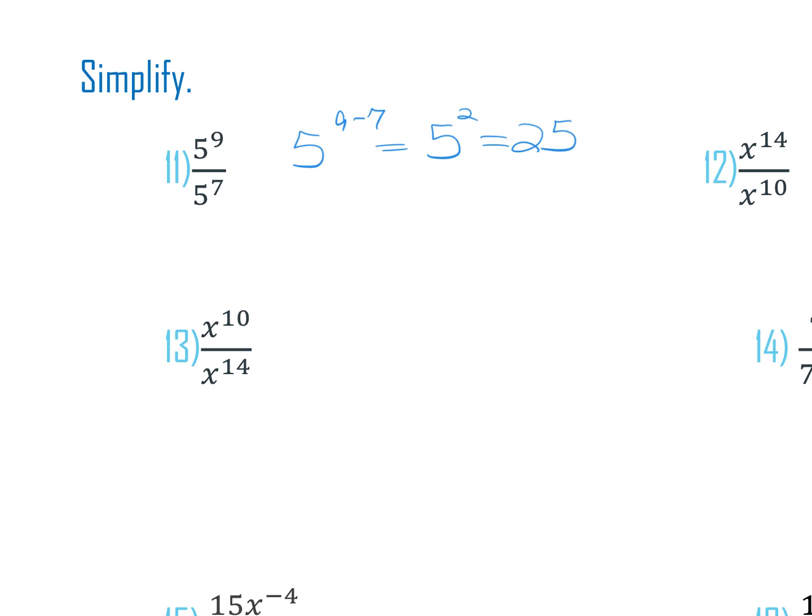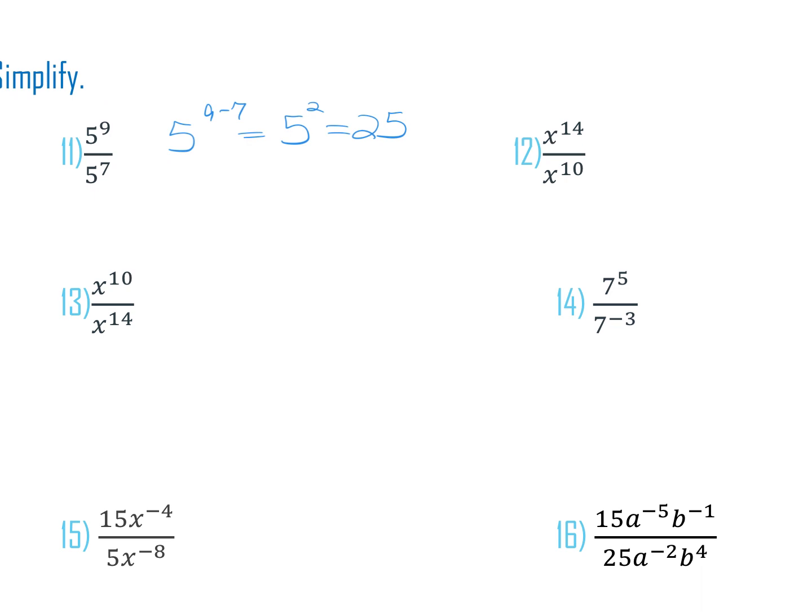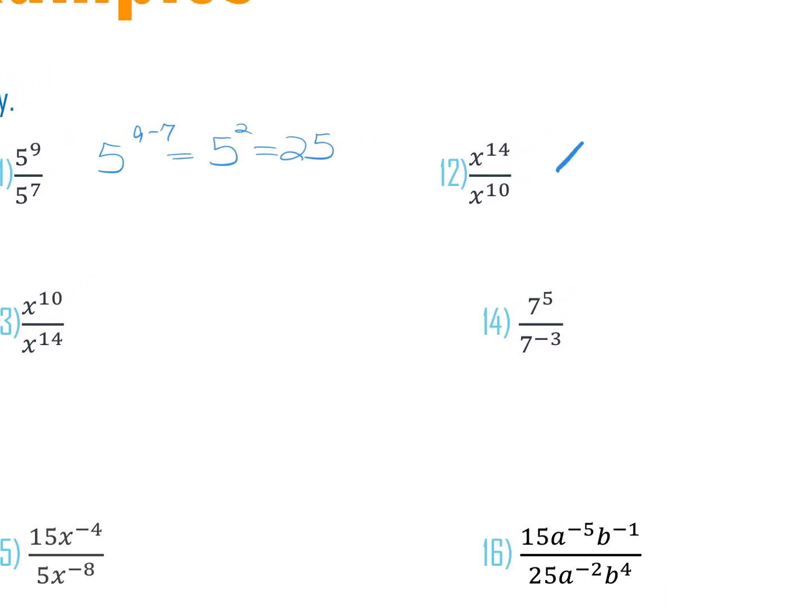On number 12, same thing. They both have the same base. It's a base of x. I'm going to take those exponents and subtract the denominator exponent from the numerator exponent, and 14 minus 10 gives me 4. So x to the 4th.